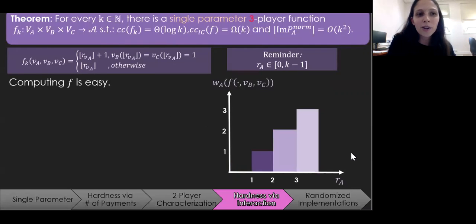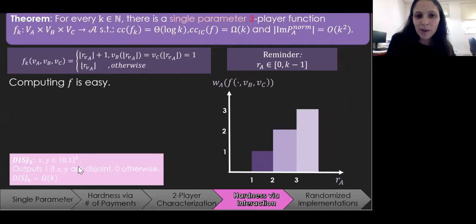So first of all, we're going to explain why computing F is easy, which means that it takes log k bits. Alice can just send her value rounded down to the nearest integer using log k bits. Then Bob and Charlie see what the value of this specific bit that they hold is. If it's equal to 1, everyone knows that this alternative is chosen, and otherwise everyone knows that the other alternative is chosen.